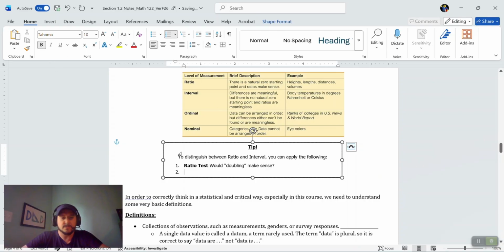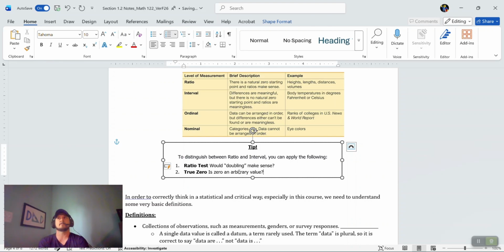And the next one is true 0. Okay, so it says for ratios to make sense, there must be a true 0 value. So I'm going to phrase it this way: is 0 an arbitrary value?